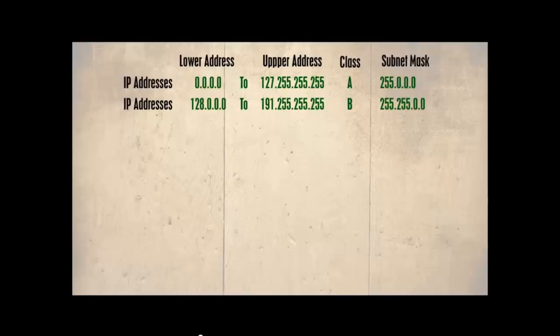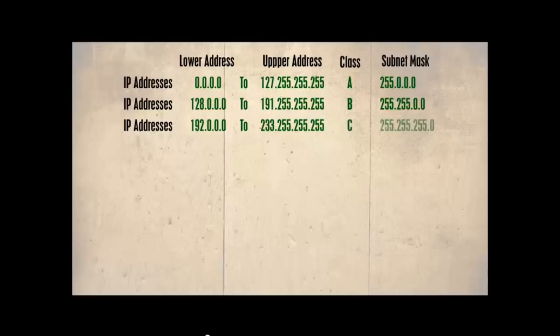255.255.0.0. Finally, if the IP address is in the region of 192.0.0.0 to 233.255.255.255, then it will be a Class C subnet, or has a subnet mask of 255.255.255.0. Notice that we have not included above Class C at this stage, as Class D is used for multicasting and E for research and experiments.